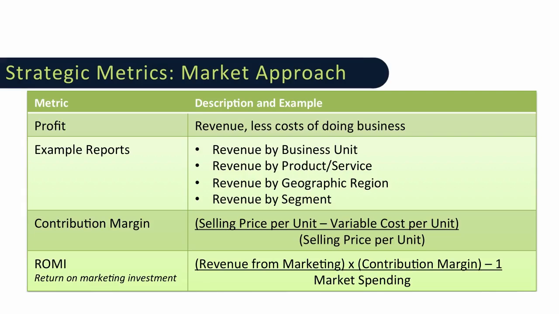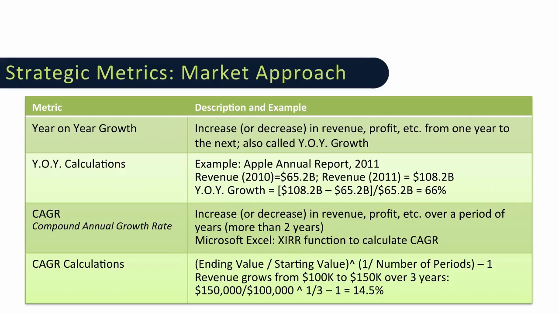We can define ROMI, also known as the return on marketing investment, as the revenue from marketing multiplied by the contribution margin divided by marketing spending. We then subtract 1 from the calculated value. ROMI tells us how efficient we are with our marketing spending. For the market growth strategic scenario, we measure growth rate.